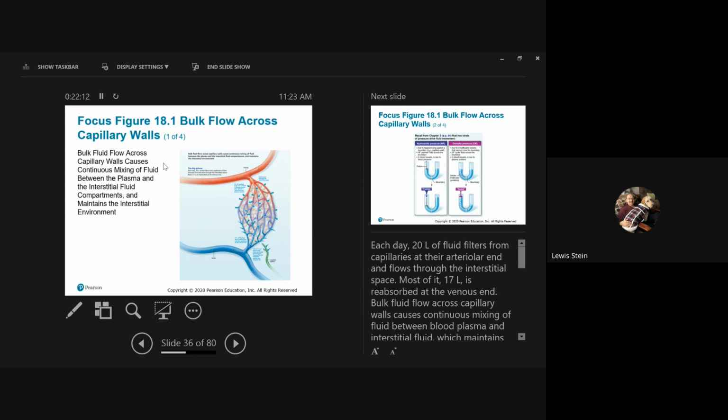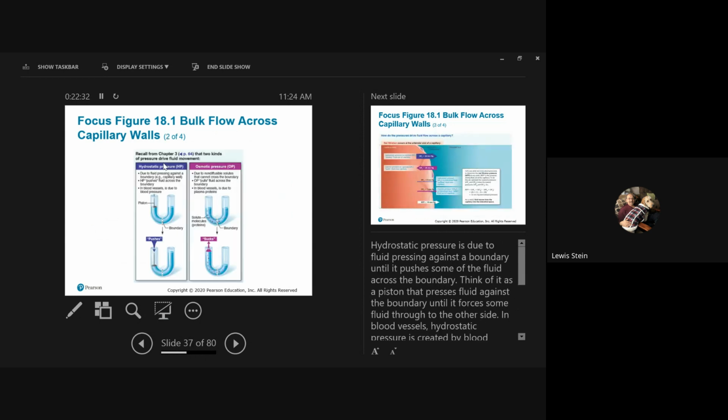Do we control flow through those beds by those precapillary sphincters? Sure, depending on where they are. When you're exercising, the ones in the gastrointestinal or genitourinary systems are going to be closed off, and they'll be wide open in whatever skeletal muscles you're using. It's fascinating to me how it works like that.